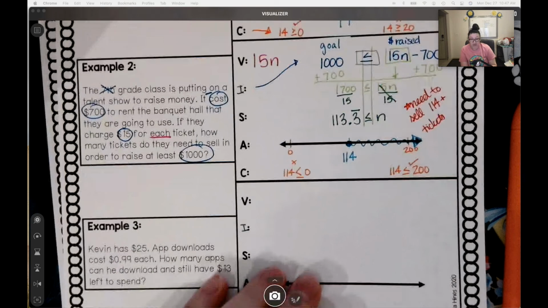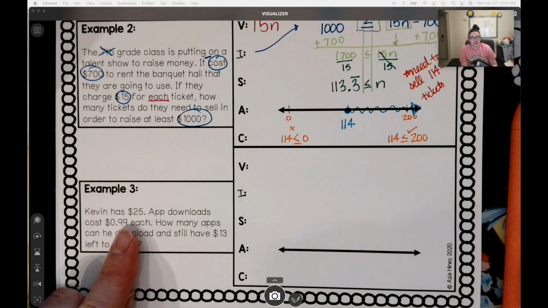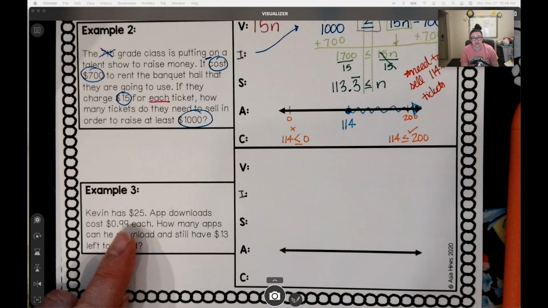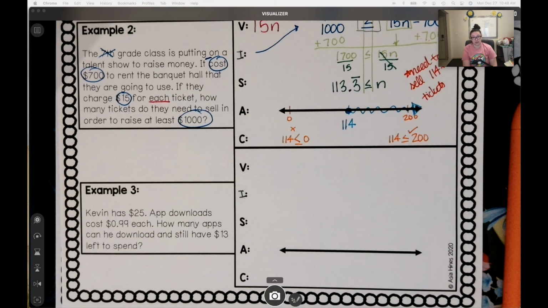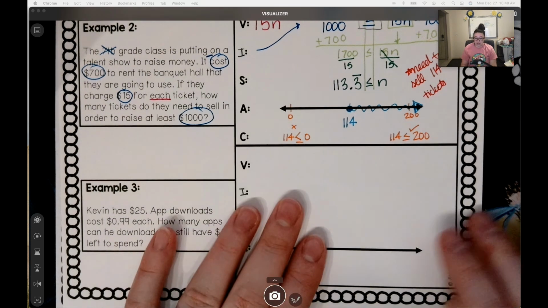Go ahead, try example 3 on your own. We get some ugly kind of decimals in there. Do not turn that into a dollar. Leave it at 99 cents. Do not round it. Use your calculator to help you out. Try example 3 all on your own, and then come check in with us teachers so we can let you know how you did on that example and the examples from this page. Good luck.